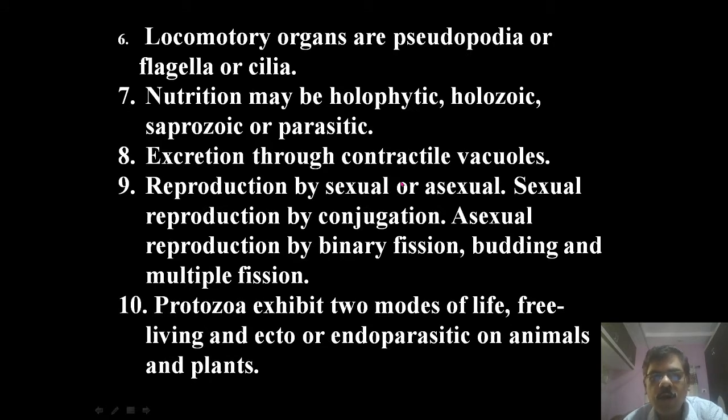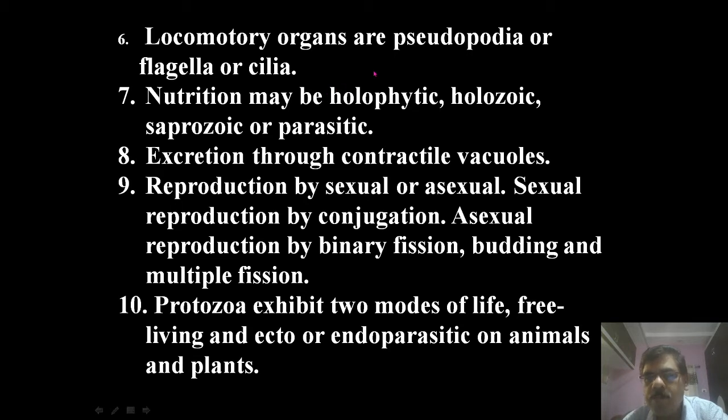The locomotory organs in protozoa are generally pseudopodia as in amoeba, cilia as in paramecium, or flagella as in Euglena, or some may not have locomotory organs, and on this basis the protozoans are classified.